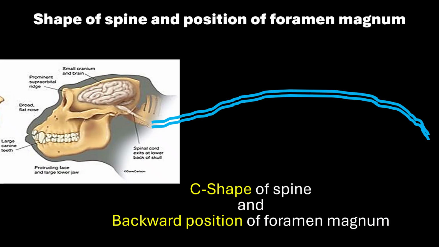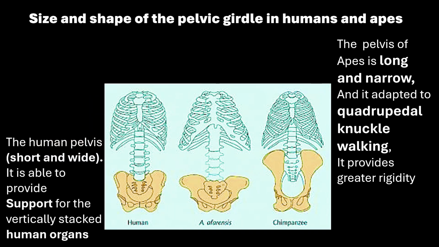All right. Okay, so we talk about the size and shape of the pelvic girdle in humans and apes. The human pelvis is short and wide. It is able to provide support for vertically stacked human organs. We are looking at the human pelvis. You have to take note of it.